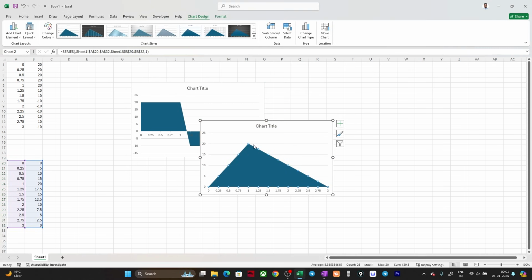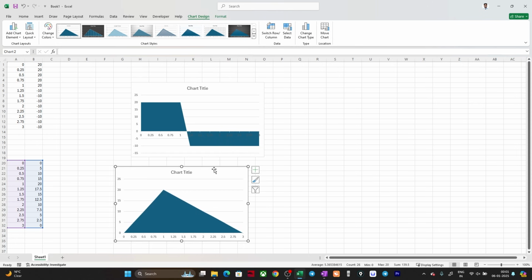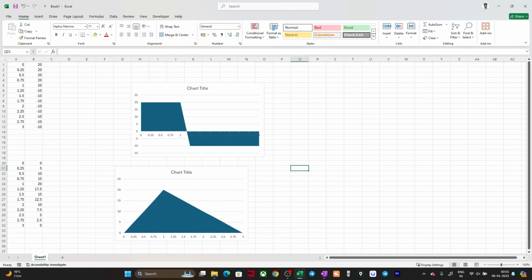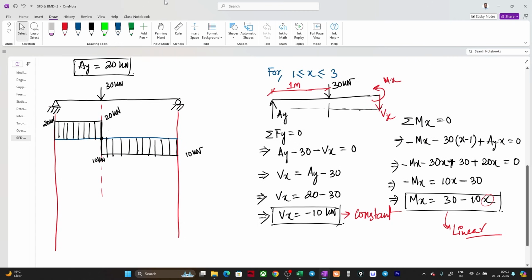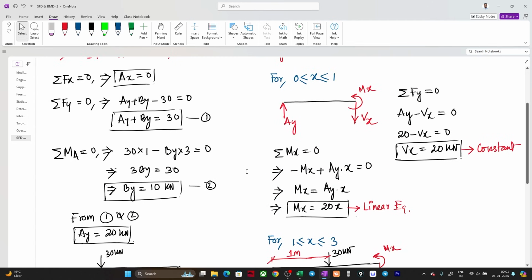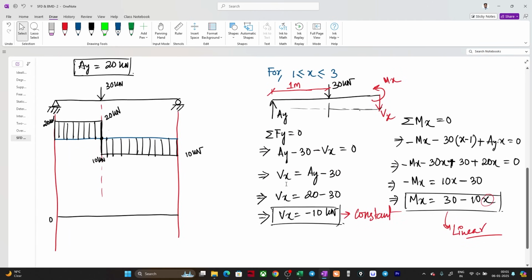You can see this is the bending moment diagram that we are getting and that we are expecting. So this is how we will get it. Why? Because if you see here the bending moment diagram, we can also solve it now. Suppose for up to 1 meter, if I put x equal to 0 in this 20x, how much will it be? x equal to 0 means 0. So Mx equal to 0.